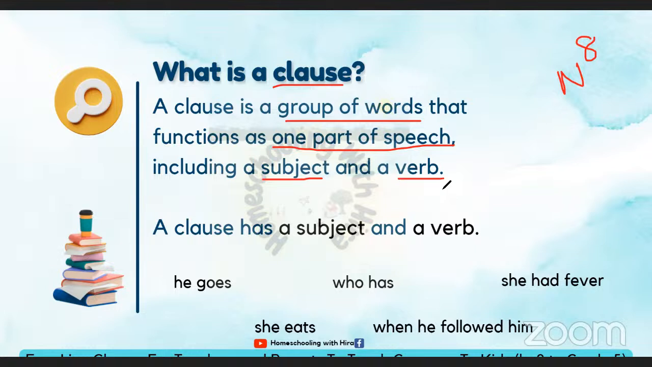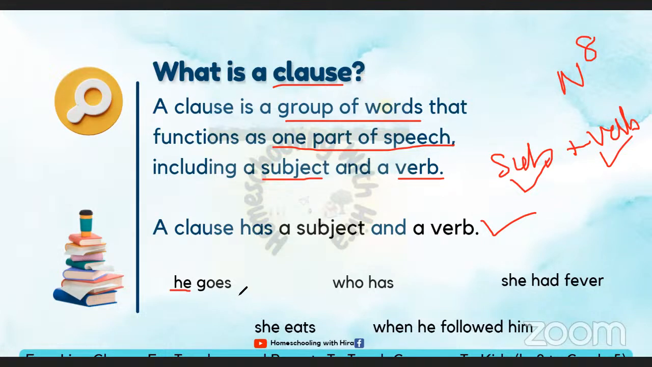I told you about phrases. The main point to remember about phrases is that phrases don't have a subject and a verb. The differentiating feature of clauses is that clauses do have a subject and a verb. A clause has a subject and a verb. You need to just mark it somewhere, okay? Some examples are: he goes. He is a subject, goes is a verb.